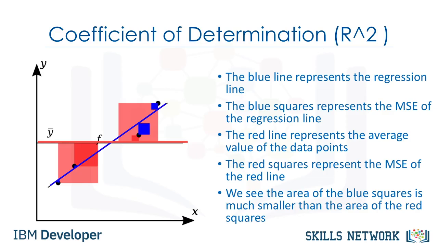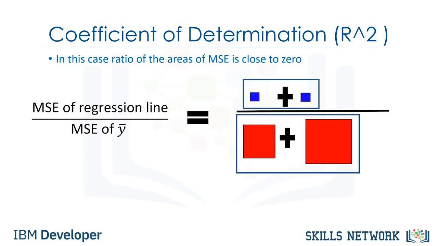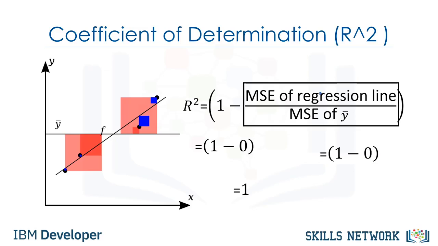We see the area of the blue squares is much smaller than the area of the red squares. In this case, because the line is a good fit, the mean squared error is small, therefore the numerator is small. The mean squared error of the average is relatively large, as such the denominator is large. A small number divided by a larger number is an even smaller number. Taken to an extreme, this value tends to 0. If we plug in this value from the previous slide for R-squared, we get a value near 1. This means the line is a good fit for the data.